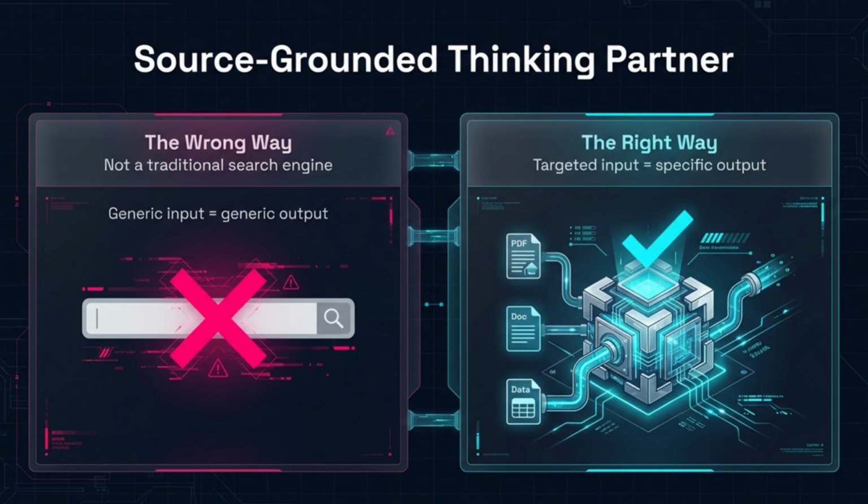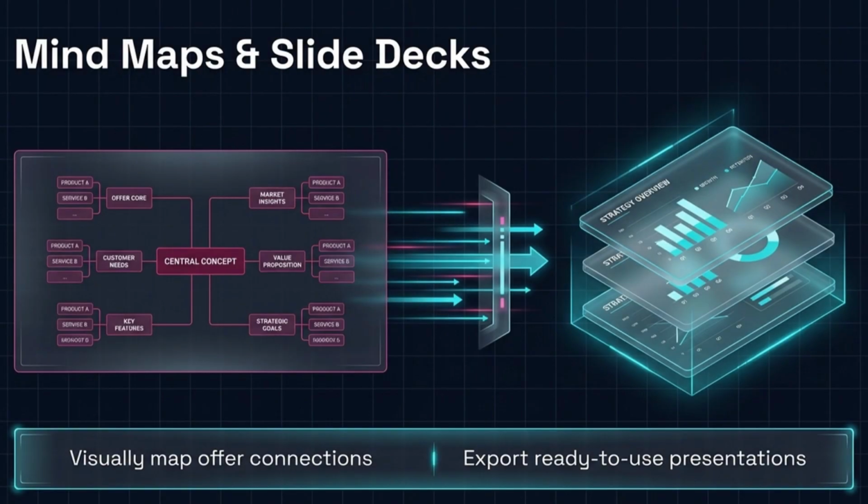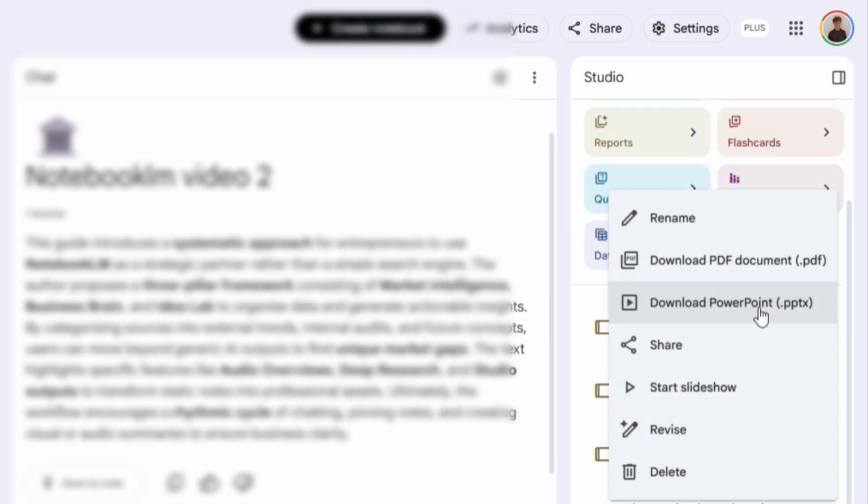For this pillar, I find 2 studio outputs particularly useful. A mind map to visually see how all the pieces of your offer connect and where the gaps actually are, and a slide deck, which you can turn directly into a lead magnet, a workshop outline, or a content piece. And it's worth mentioning that the slide deck can now export as a PowerPoint presentation too.